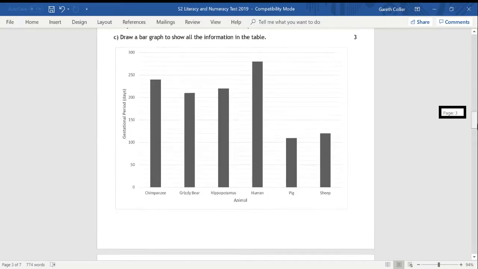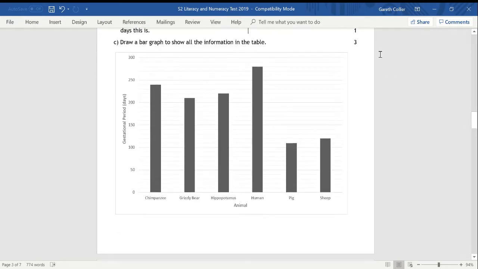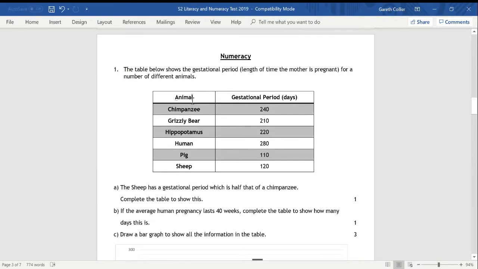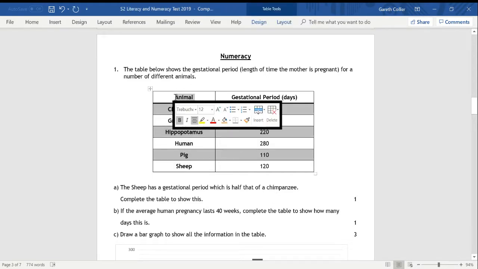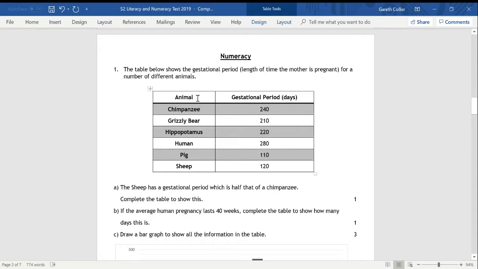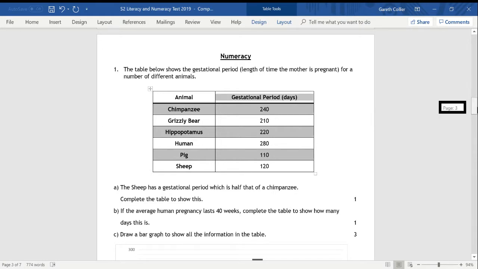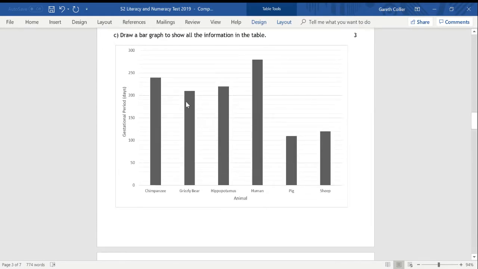For the next question, it says to use that data to draw a bar graph. We have 3 marks in total. So 1 for getting the x-axis label, so animal, a mark for the y-axis label, and the appropriate scale. The best way to find these terms is to always use the headings from the table. So animal is the heading we have here, so it'll be the x-axis or independent variable, and the y-axis label, gestational period in days, can be copied directly and used as your y label.